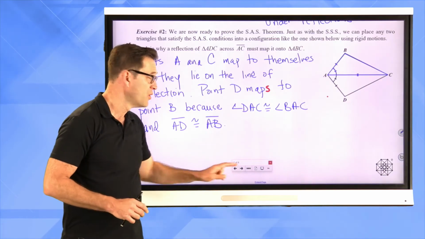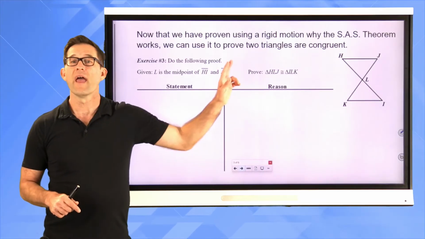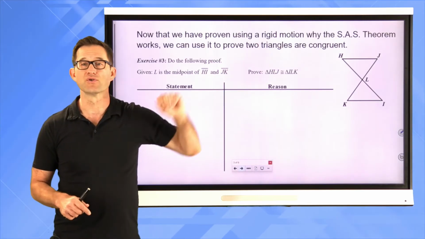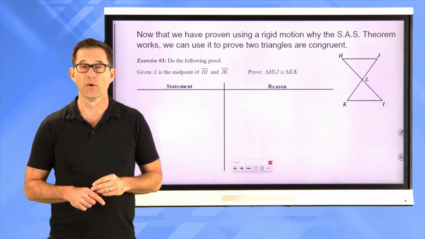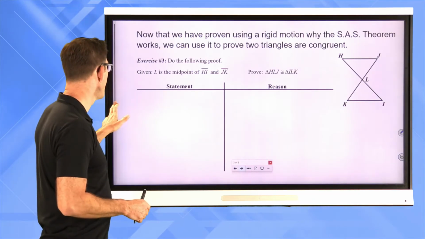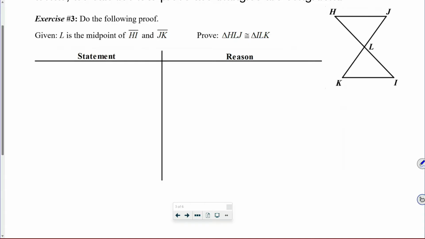Now, we've got our side-angle-side theorem. We can use it. So now that we've proven, using a rigid motion, why the side-angle-side theorem works, we can use it to prove triangles are congruent. So let's take a look at a proof of why two triangles are congruent. Exercise number 3. Do the following proof. Given L is the midpoint of segment HI and segment JK, prove triangle HLJ is congruent to triangle ILK.